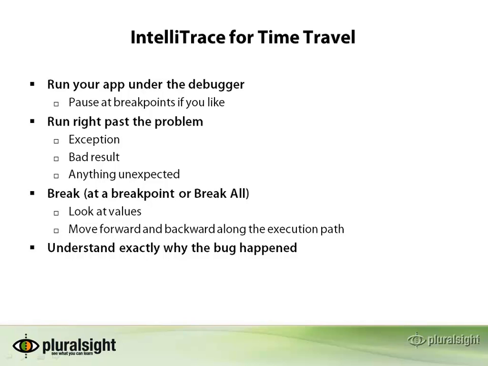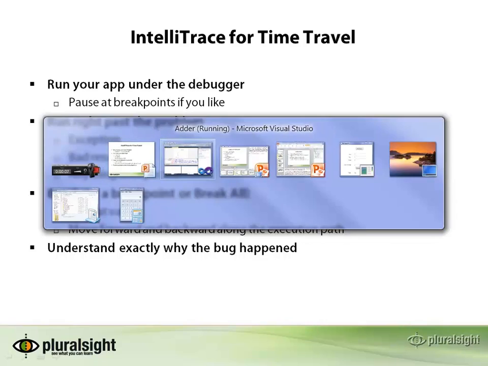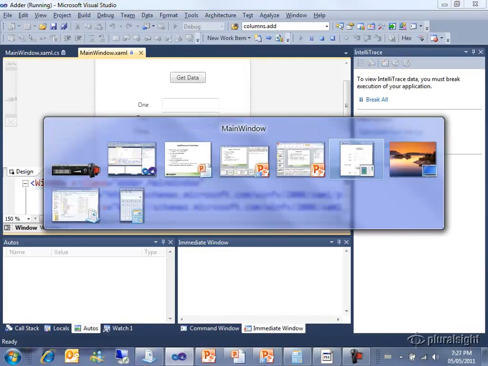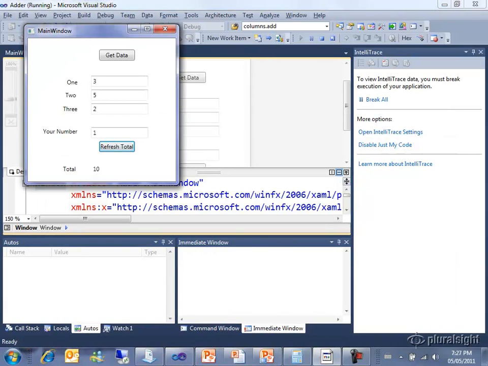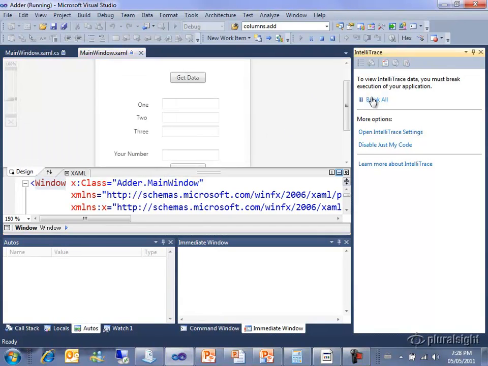Let's use IntelliTrace to debug the intermittent bug that I showed you in the previous demo. It's still running here under my debugger, and it's still showing my wrong answer. 3 plus 5 plus 2 plus 1 is not 10. So I'm going to click on Visual Studio to bring it into focus and click Break All.